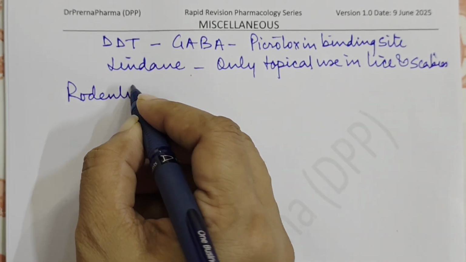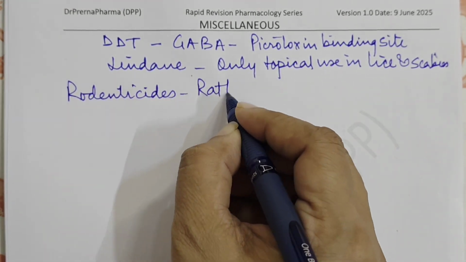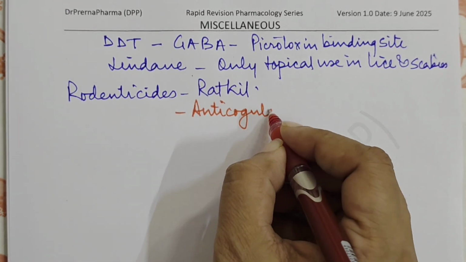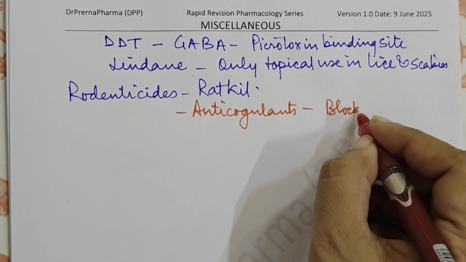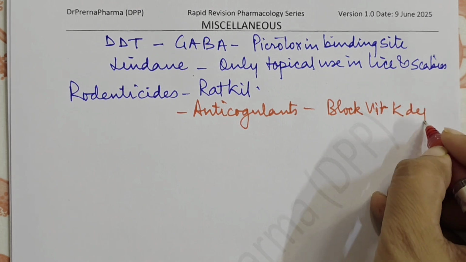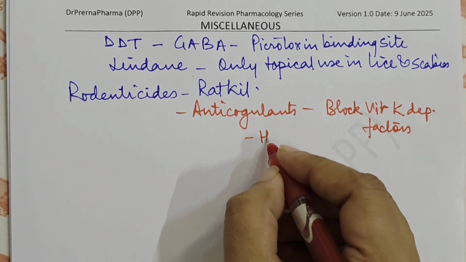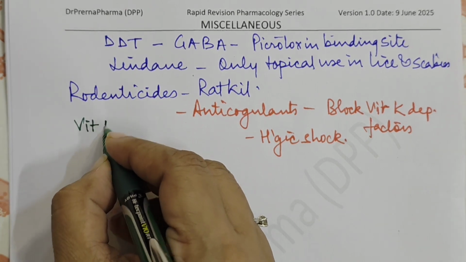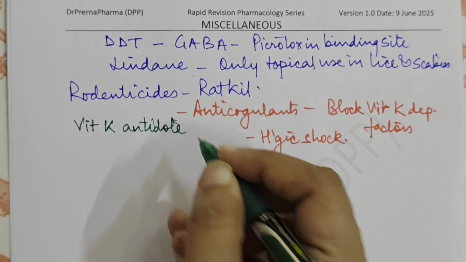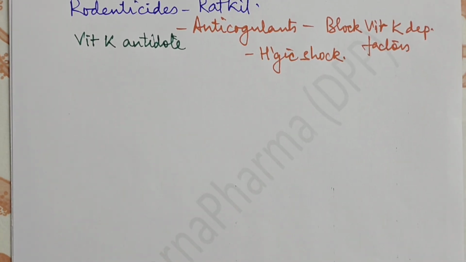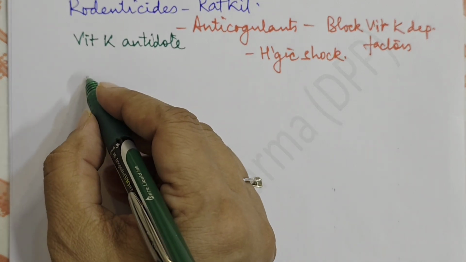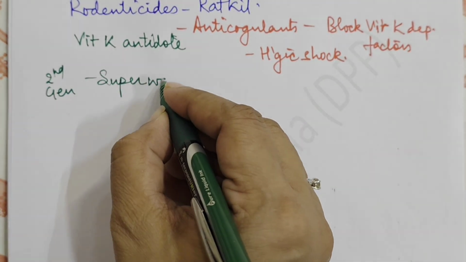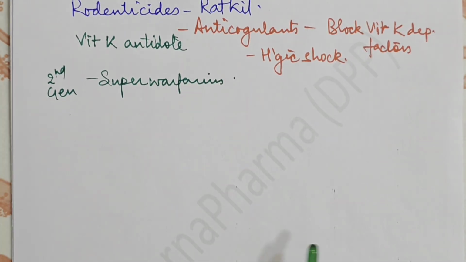Then there are some rodenticides. Rodenticides are drugs which are used to kill rats, rat kill. So these drugs are basically what? They are anticoagulants. They block the vitamin K dependent factors and the rat dies because of hemorrhagic shock. If there is contamination in human beings, then vitamin K is the antidote for rat kill or suicidal poisoning. Okay. Then among other drugs, we have some second generation compounds which are called superwarfarins. They are also used now.